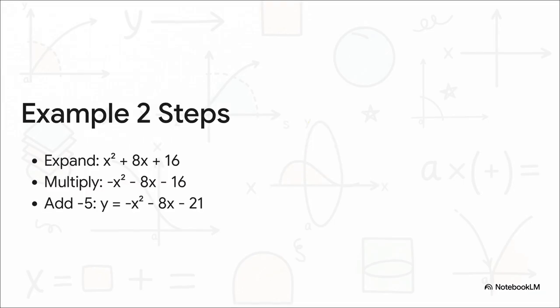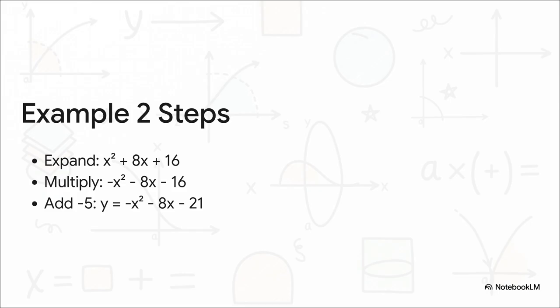First, expand the square. X plus 4 squared becomes x squared plus 8x plus 16. Next, multiply by that negative sign out front, which is basically just multiplying by a negative 1. That flips all our signs, giving us negative x squared minus 8x minus 16.